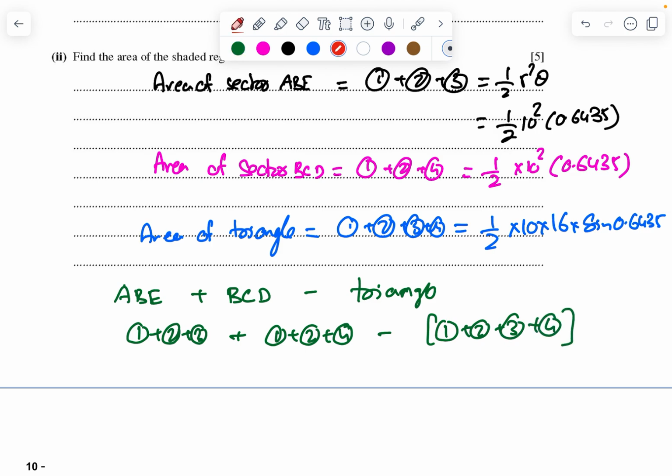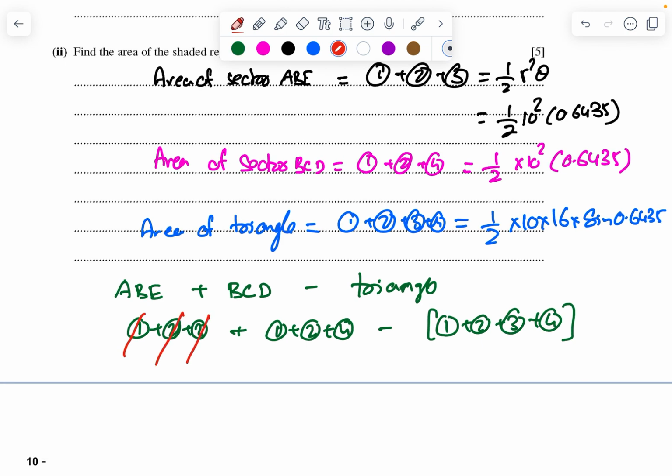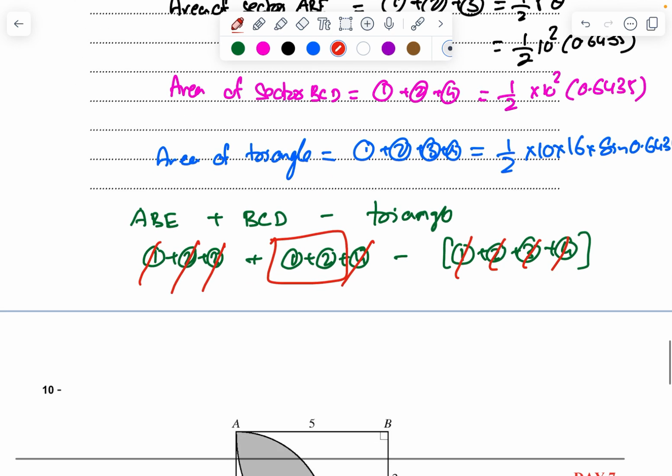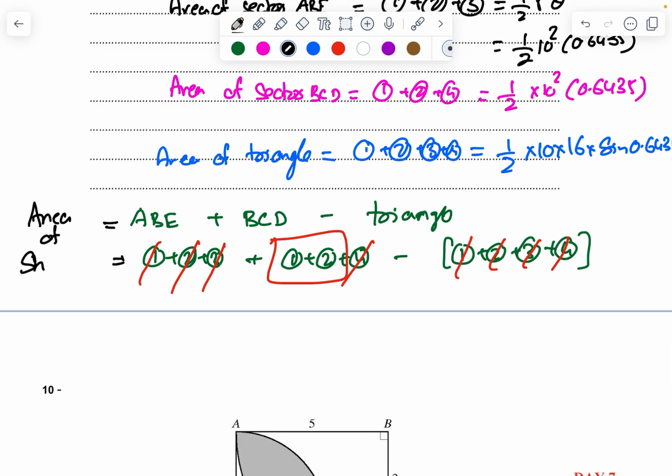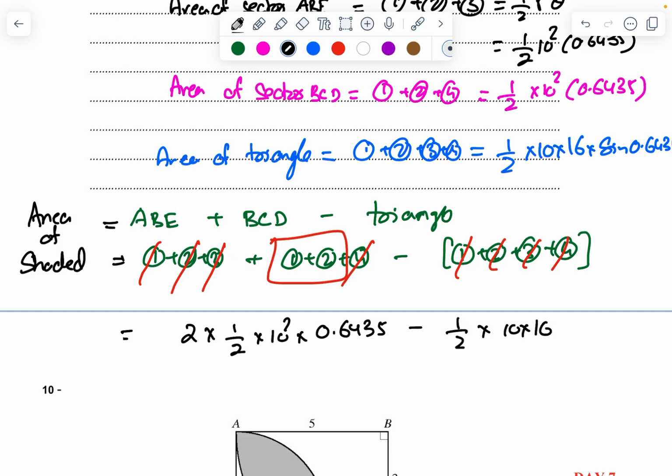So you can see that 1, 2, 3, 4 are cancelled. So I'm left over only 1 plus 2, which is the area of the shaded region. Therefore it is 2 times 1 upon 2 times 10 square times 0.6435 minus 1 upon 2 times 10 times 16 times sine 0.6435. Simplify that, you should be getting 16.4 as the answer.